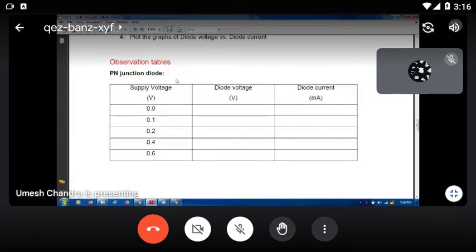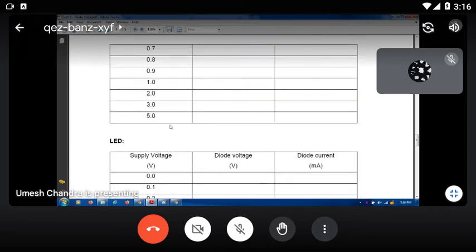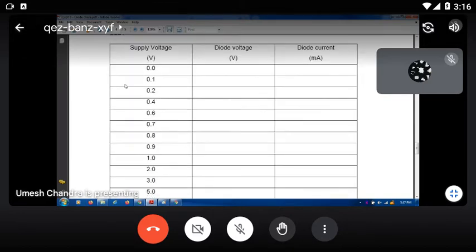Now you go to the observation table. This is the supply voltage. When you give the supply voltage 0 volt, what is your diode voltage and what is your diode current? Again, you increase the supply voltage, you give 0.1 volt, and what is your diode voltage and diode current? Similarly 0.2, 0.4, 0.6, and the last is 5 volt. When you give 5 volt to the PN junction diode, what is your diode voltage and your diode current? LED.